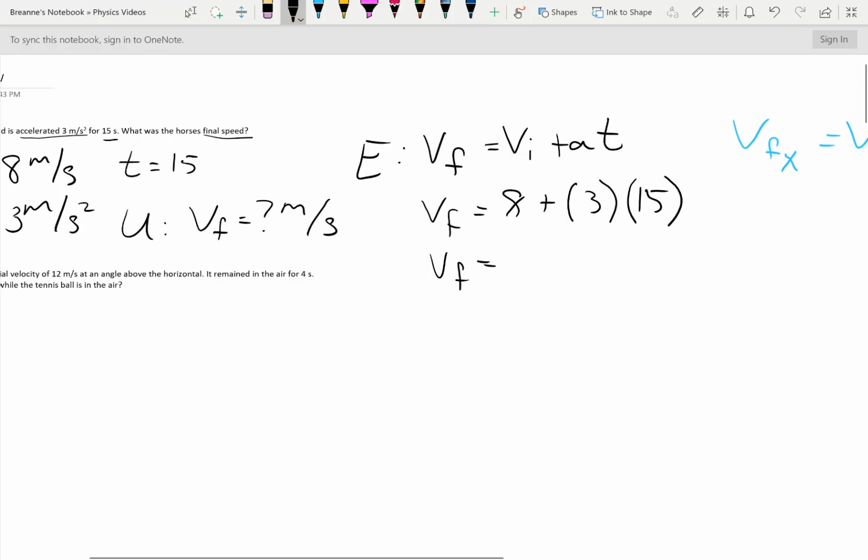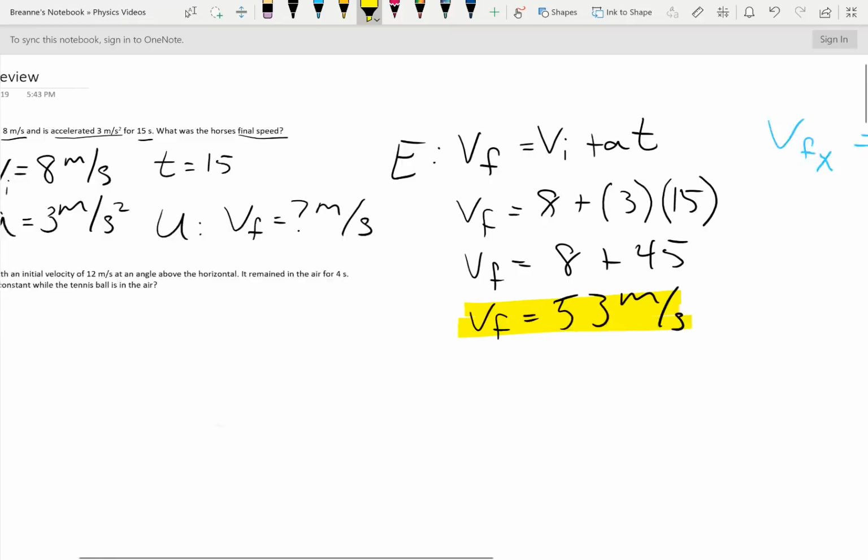Now it just goes into algebra. After you plug in, it just goes into algebra. You have to multiply first. Remember PEMDAS, so you just do 3 times 15, and you get 45. And then you add 8. That gives you 53 meters per second. And that is your answer. That's how fast the horse was going after it accelerated.